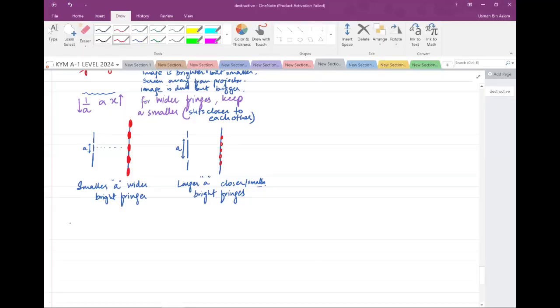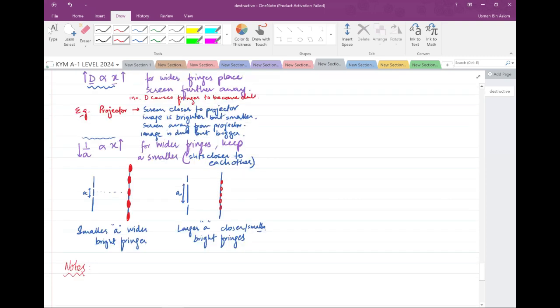Write down a few important things under the heading of notes. We discussed the Young's double slit experiment. What was happening? There was light passing through two slits, which we named S1 and S2. When the light passed through the slits, it created an interference pattern on a screen.